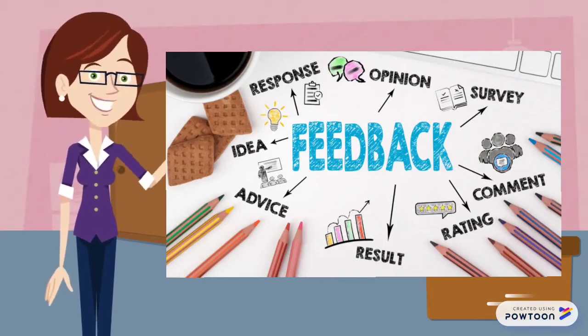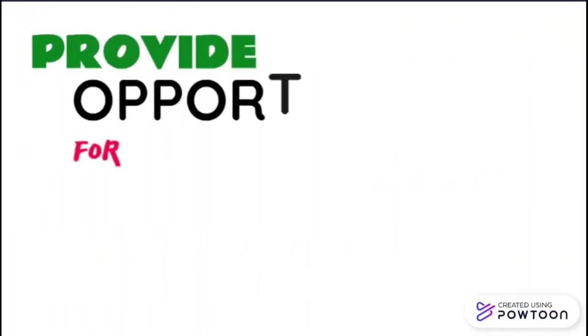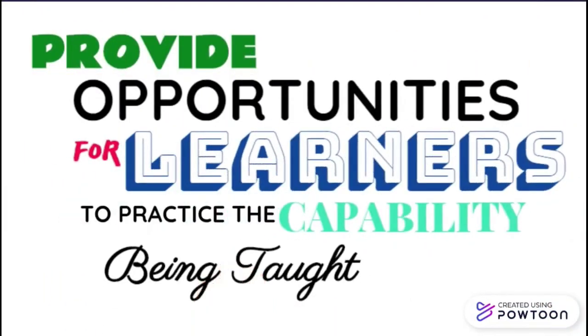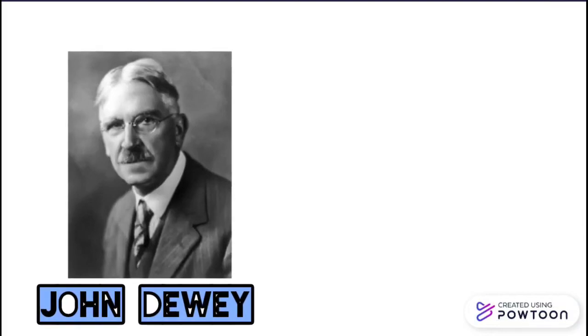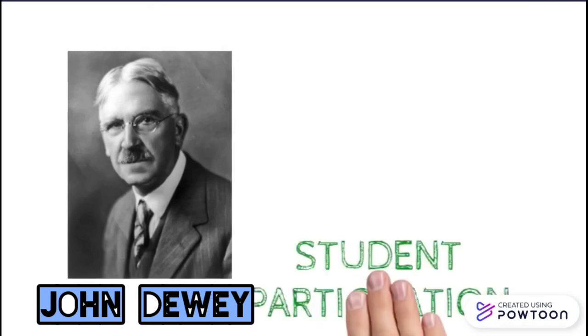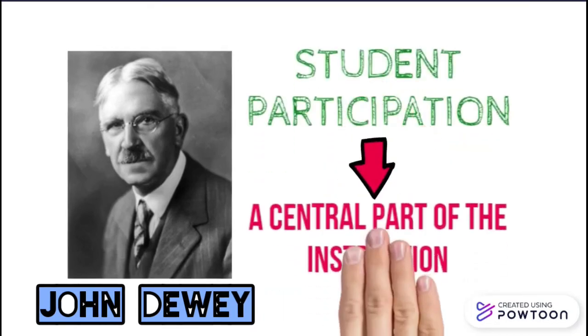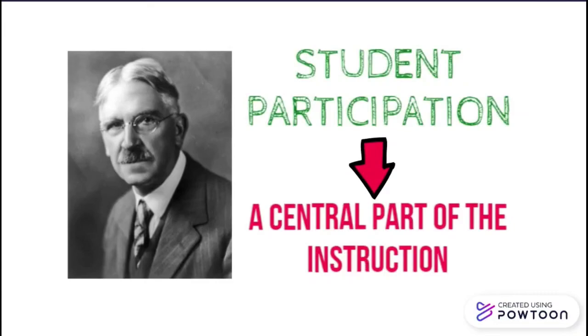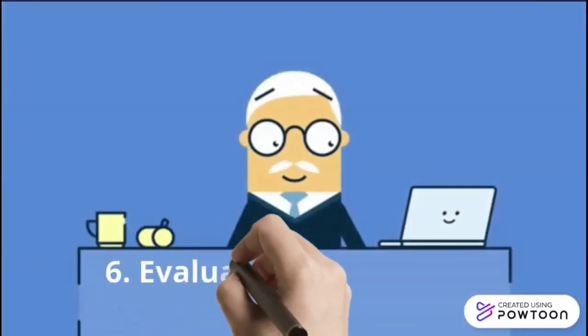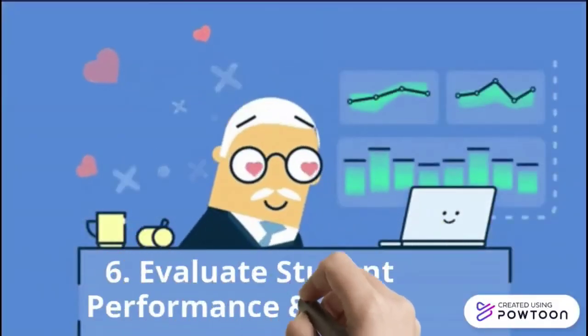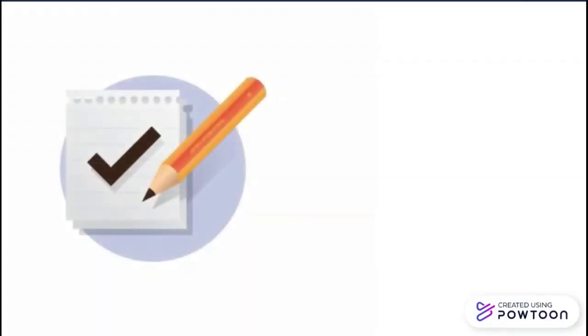The fifth step in the ASSURE model is to provide opportunities for learners to practice the capability being taught. Educators have long realized that participation in the learning process by the learner enhances learning. So we urge reorganization of the curriculum and instruction to make students' participation a central part of the process. The last step of the ASSURE model is evaluate and revise.